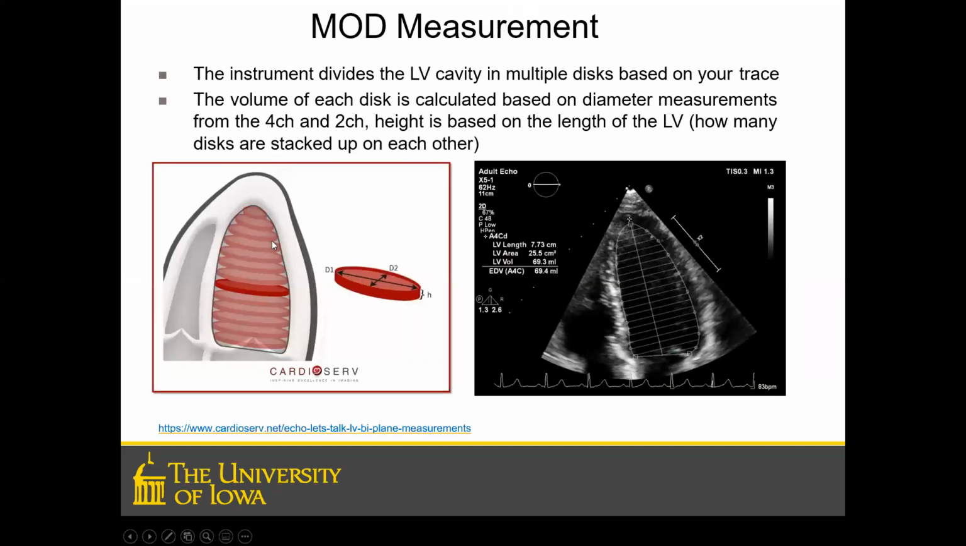Again, this is how method of disc is calculated. All right, and so we would like to see that there isn't any dead space in this calculation coming here. So this is an end diastolic volume in the apical 4. And it does give you the length.